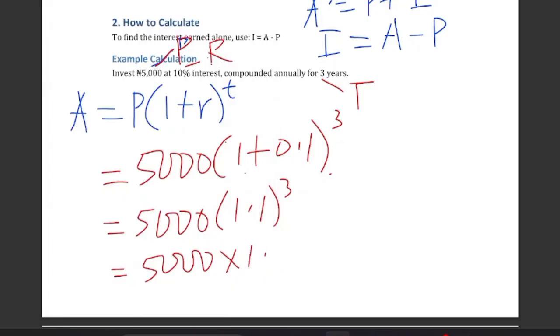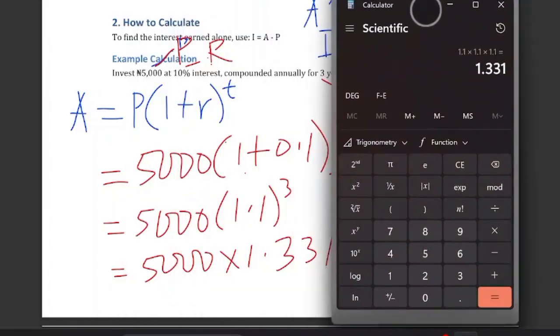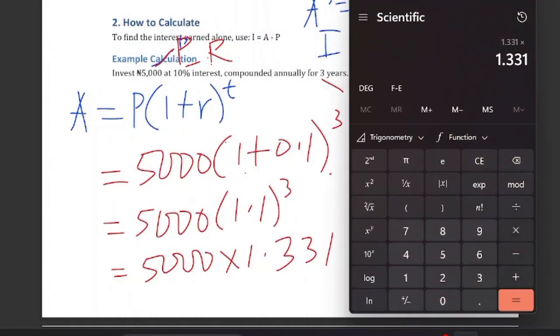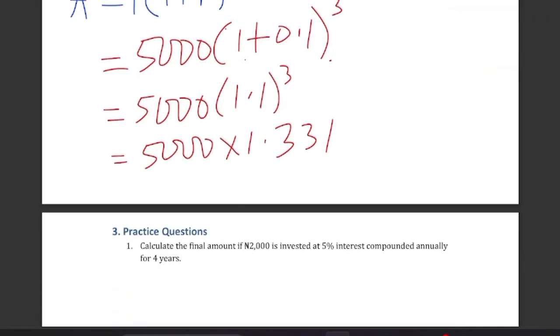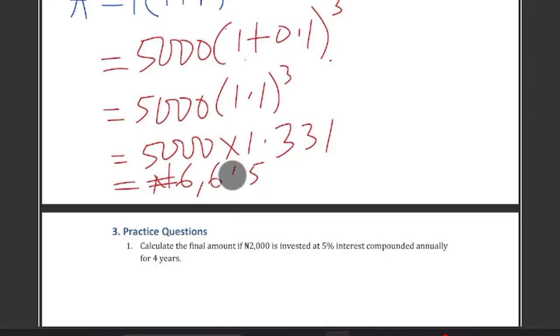So this means 1.331. But if you don't have that on your calculator, or you are finding it difficult to do, just say 1.1 times 1.1 times 1.1 equals, you can see we still arrive at the same answer. So now the next thing is we multiply by 5,000. So this gives us 6,655. So that means the answer is 6,655. Alright, so that is the answer. So that is one way of doing it.